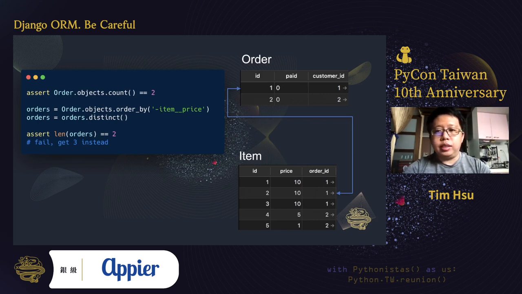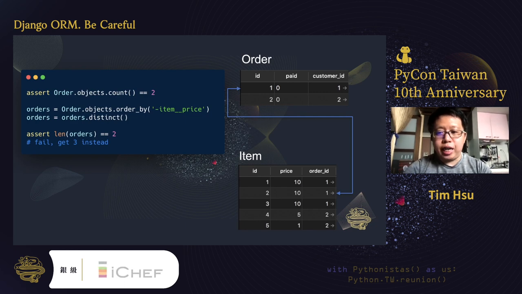There are two orders in our database. We sort orders by related items' price. Don't ask me why I want to do that. Because we write a double underscore in the order by parameter, we know that there is a join in the underlying SQL, and we cleverly add the distinct method to the query set. Yeah, distinct is what we just learned before.